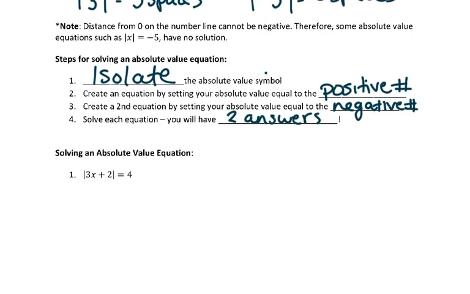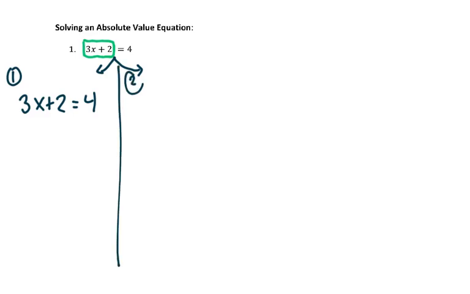Let's take a look at this example. What I like to do is box my absolute value. So I box it, and I say, is the box the only thing on the left-hand side? I would say yes, and because of that, I have done step 1. Step 2 is to split it up into 2 separate equations. Equation number 1 is 3x plus 2 equals a positive 4. Equation number 2 would be 3x plus 2 equals a negative 4. So the right-hand side is our positive 4, and the other is the negative 4. And now we solve these separately.